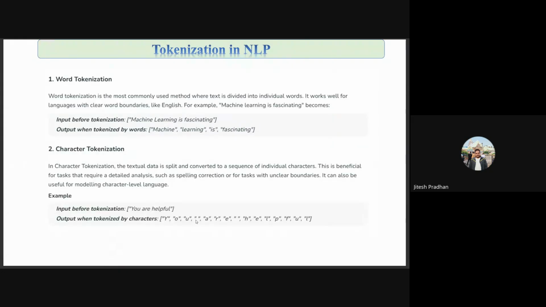Okay, in character level tokenization, the text will be uppercase, so we will convert it to lowercase. Okay, so this is useful. So basically, word level tokenization and character level tokenization are clear.